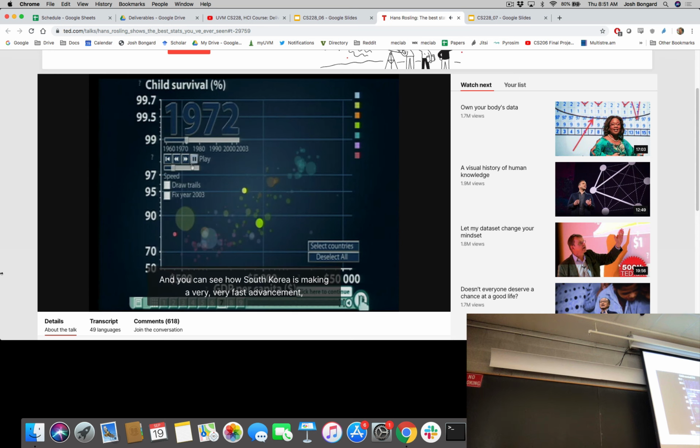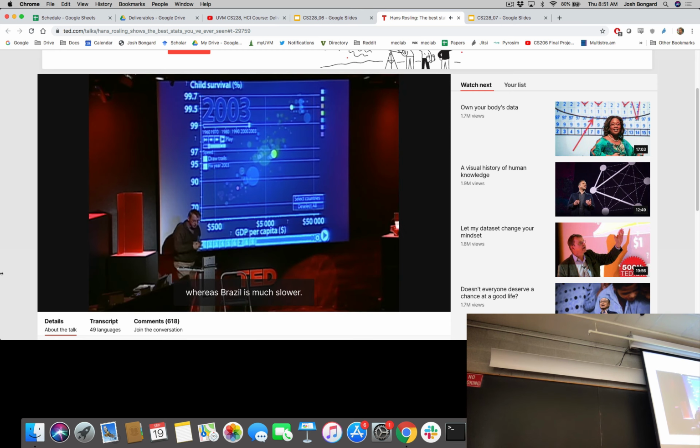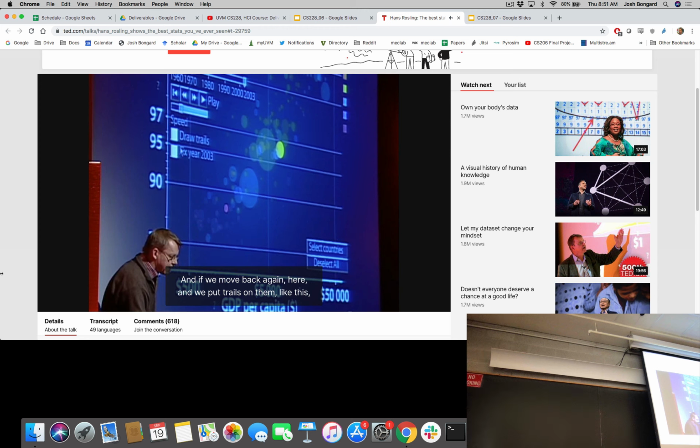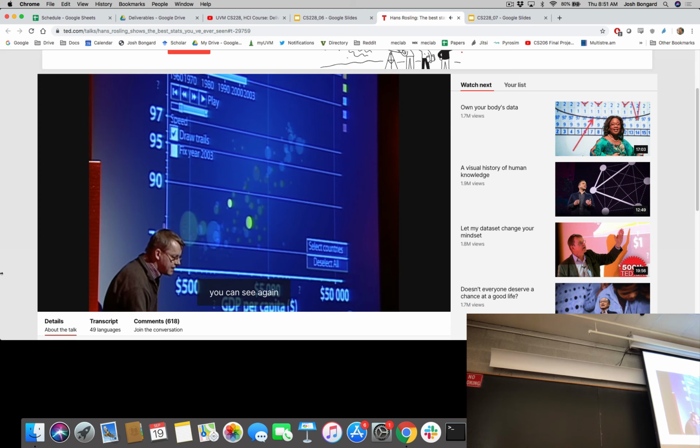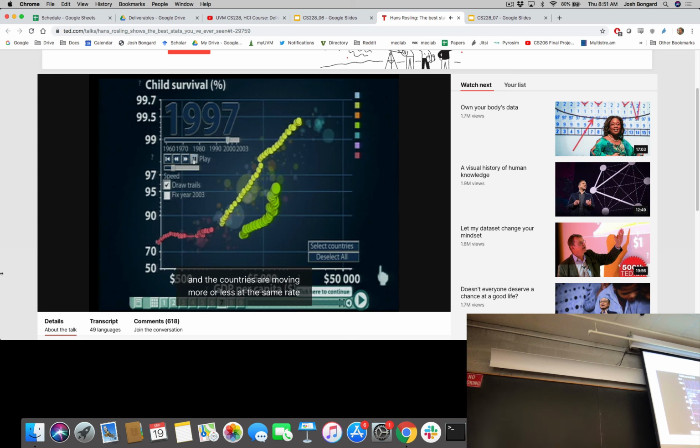And you can see how South Korea is making a very, very fast advancement, whereas Brazil is much slower. And if we move back again here, and we put on trails on them like this, you can see again that the speed of development is very, very different. And the countries are moving more or less in the same rate as money and health.